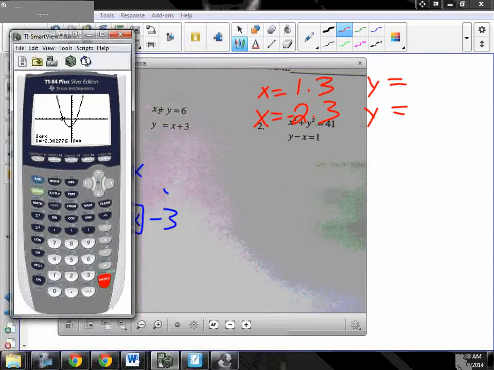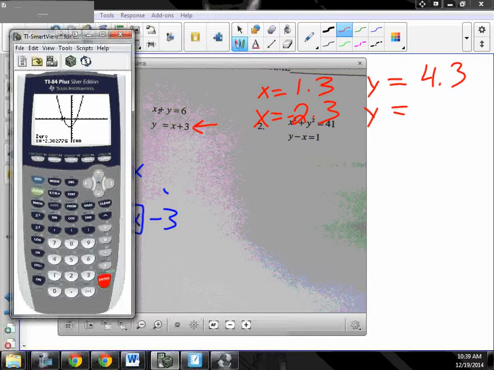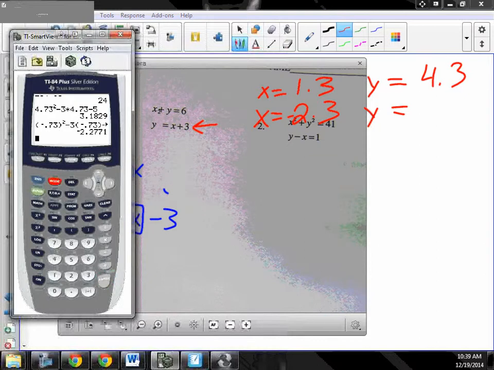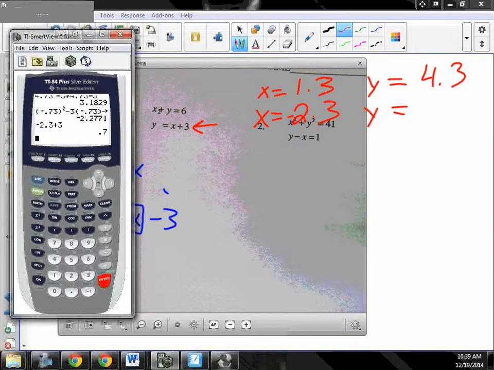Which equation do I want to use to find my y values? The bottom one is much easier. If I put in 1.3, what is 1.3 plus 3? 4.3. And negative 2.3 plus 3? I don't think so. So if I did negative 2.3 plus 3, it should be 0.7. And there I'm done. Okay?